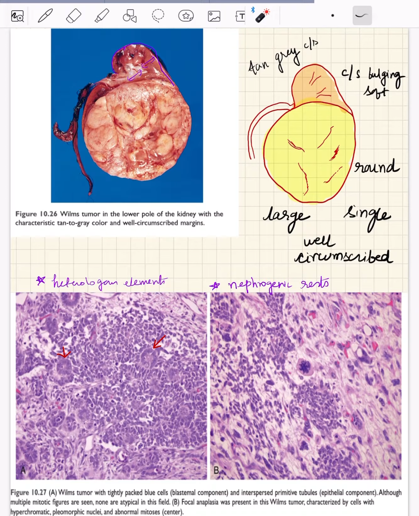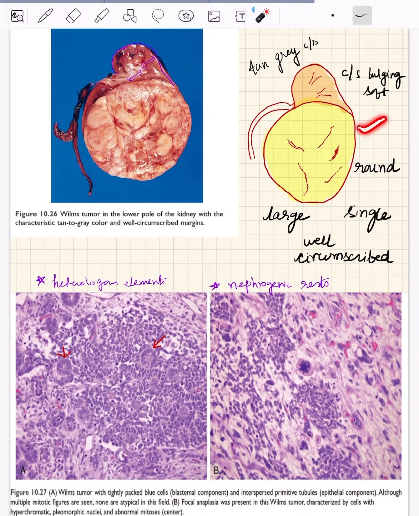So this is a kidney and this is the kidney. The outline is distorted by this tumor. This is the tumor. This part is the cortex and medulla, and here it is replaced by this large tumor, which is present in the lower pole of the kidney. The cut surface is showing a bulging appearance and it is homogeneous with focal areas of hemorrhages, and consistency is soft in Wilm's tumor, and the tumor is generally large and it is unilateral, single and well circumscribed. So this is the gross appearance.